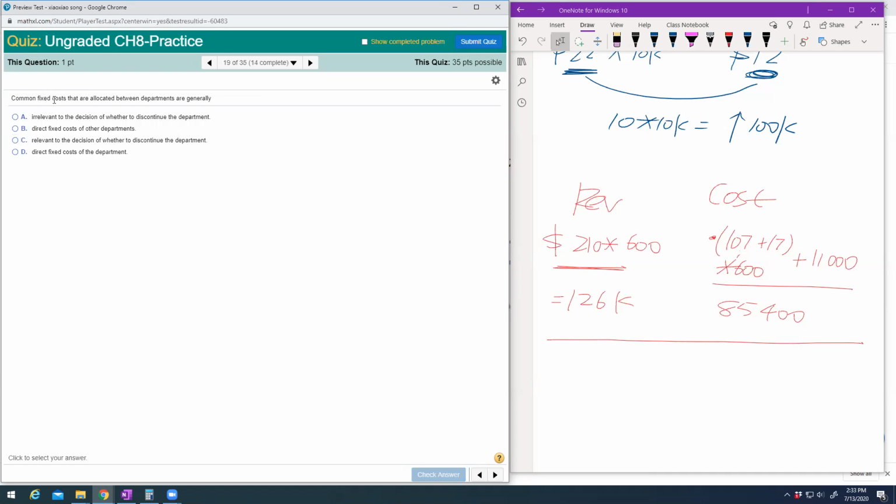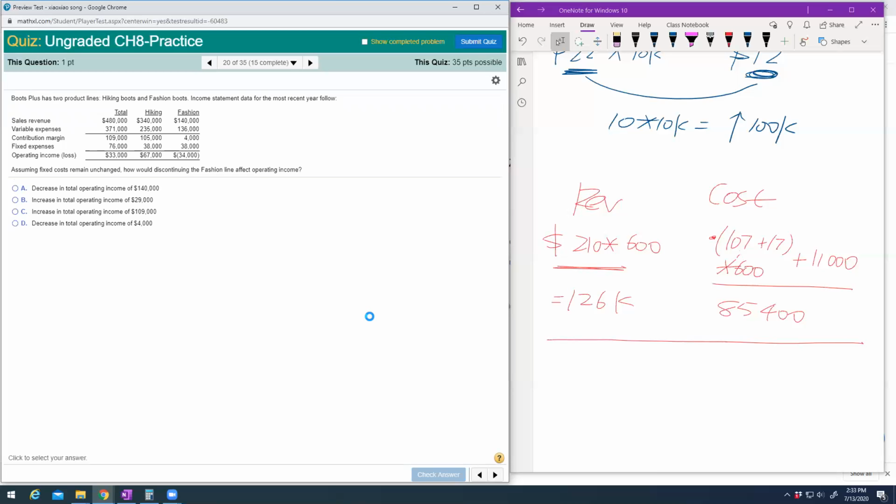Next one. Common fixed costs in your textbook, allocated between departments, are generally common fixed costs like insurance and tax. Those are not avoidable and will not be relevant, because even if you discontinue this department, overall you still have to pay the insurance and the tax. This part is very important: avoidable, unavoidable, relevant, irrelevant. We said only the avoidable fixed cost will be relevant, right? So these unavoidable fixed costs are irrelevant. Okay, they are irrelevant.